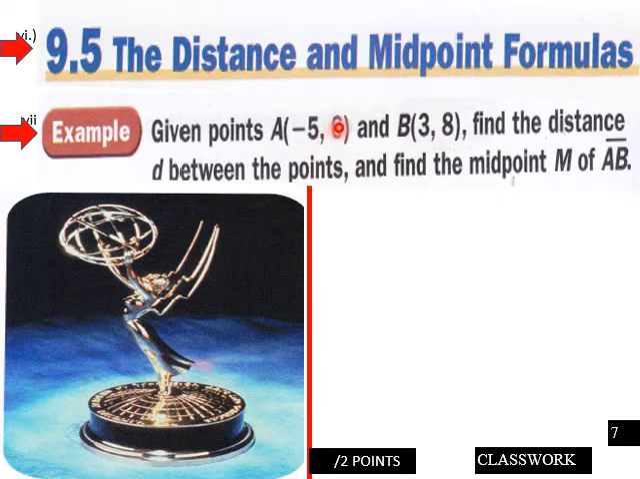We got 2 different points here. Did we find M for the last one? I think we did. So for this one here, we have negative 5, 6, and then 3 and 8. Now we're going to use our midpoint formula for these 2 points, so we plug in. Instead of subtracting, we're going to add over 2. So negative 5 plus 3 over 2 will be our x coordinate for the midpoint, and 6 plus 8 over 2 will be our y coordinate for the midpoint.